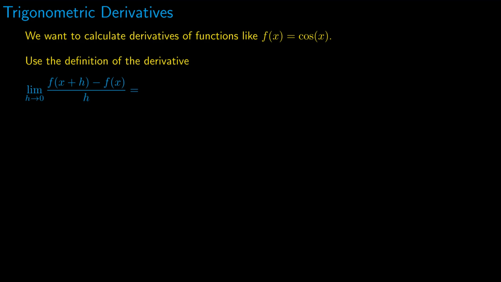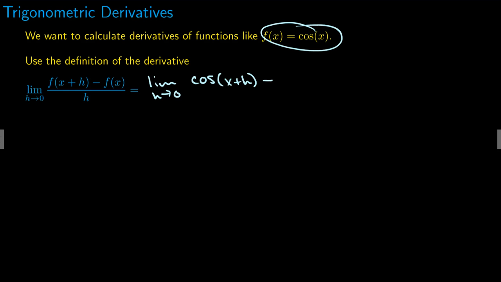And here, since our function f of x is just cosine x, all we have to do is plug in cosine for this formula. And so we'll have the limit as h goes to 0 of f of x plus h will become cosine of x plus h minus f of x, which is just cosine x, all over h.